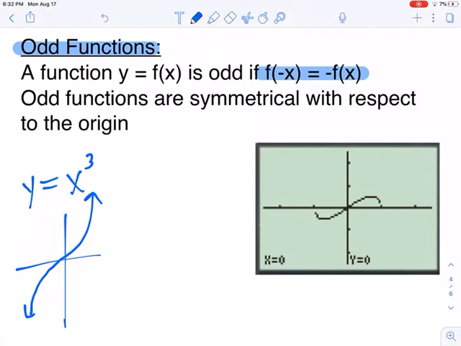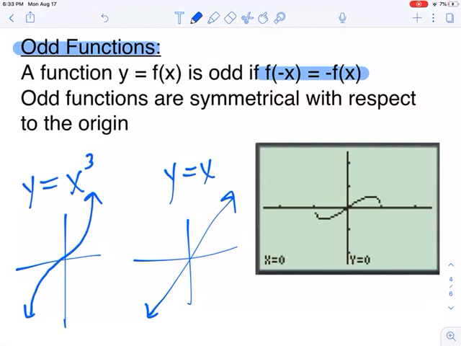Okay. Y equals x cubed would be one of them that is symmetrical about the origin, so it's an odd function, as well as y equals x. That one might not be as obvious. Maybe it is to you. But those are 2 examples of odd functions. These aren't the only 2 odd functions.